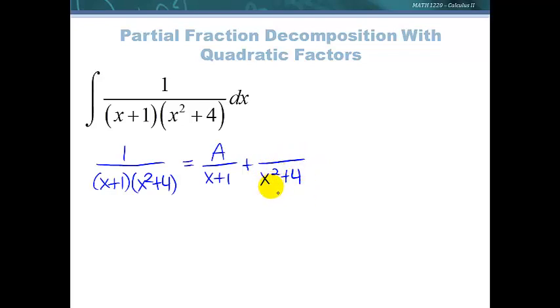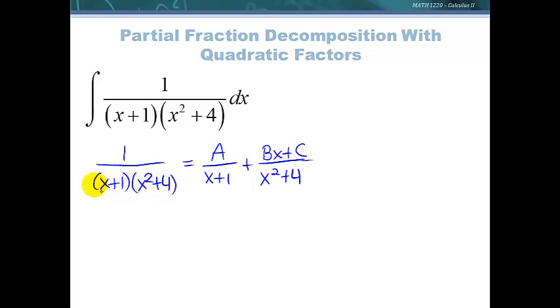And because this is quadratic, there's a possibility that there could have been an x term up here. So we need to set this up as bx plus c. So the numerator will need an x term when the denominator is an unfactorable quadratic. Now as we go to do this, we will continue with the same process.